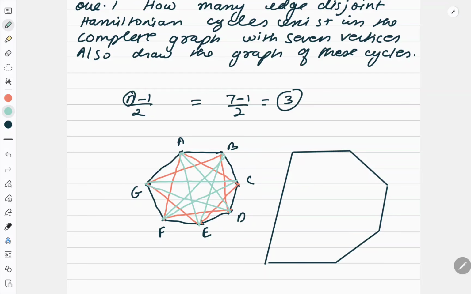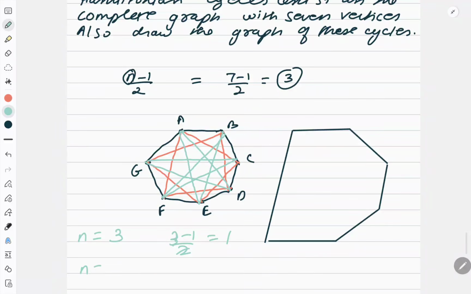Right? Now see, when you have n equal to 3, you got (3 minus 1) upon 2, that is 1 cycle. When n was equal to 5, I have shown you (5 minus 1) upon 2, that is 2 cycles. Now when n is equal to 7, you got (7 minus 1), 6 by 2, that is 3 cycles. Same way, if n is equal to 9, I will have (9 minus 1) upon 2, 4 cycles.